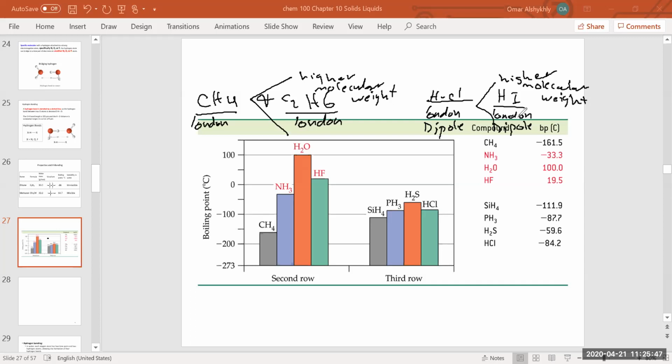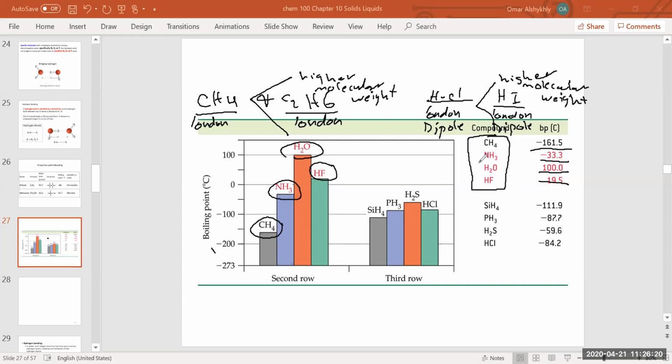Okay, now let's go back to this example here. We will make a comparison between H2O, HF, NH3, CH4. Look at the difference in the boiling point. Water, it is 100. HF, 19.5. Ammonia, minus 33. CH4, minus 161.5. And if you compare the molecular weight for all of them, they are close to each other.